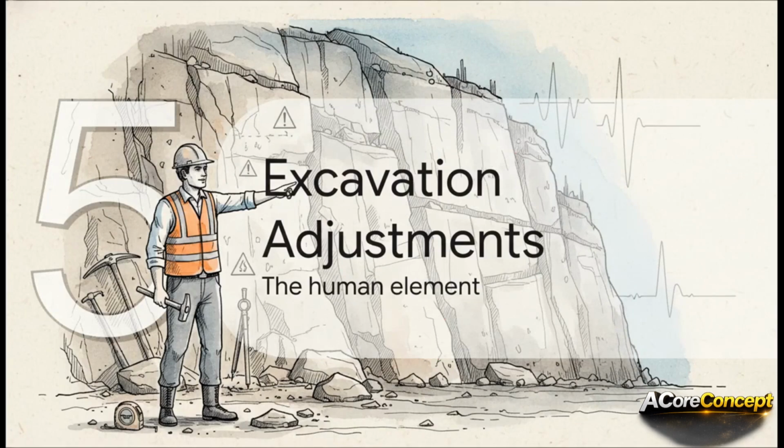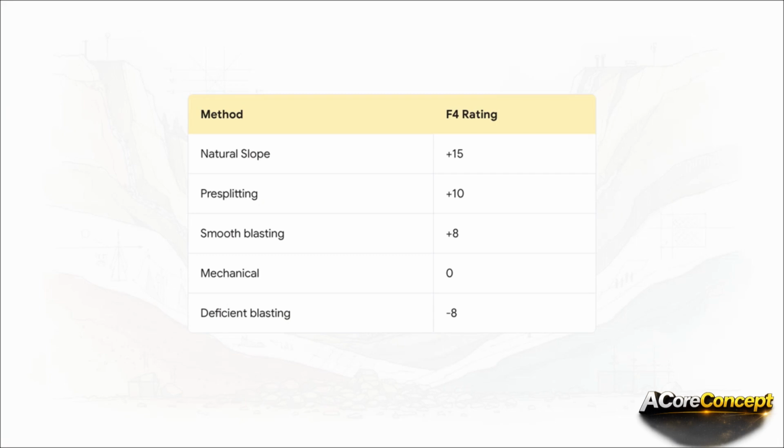Section 5. Adjusting for excavation methods. Now we look at the human element. Leaving a pristine natural slope actually rewards you with plus 15 points to your final score because the rock mass is completely undisturbed. Using careful, precision techniques like pre-splitting gets you a solid plus 10 points.